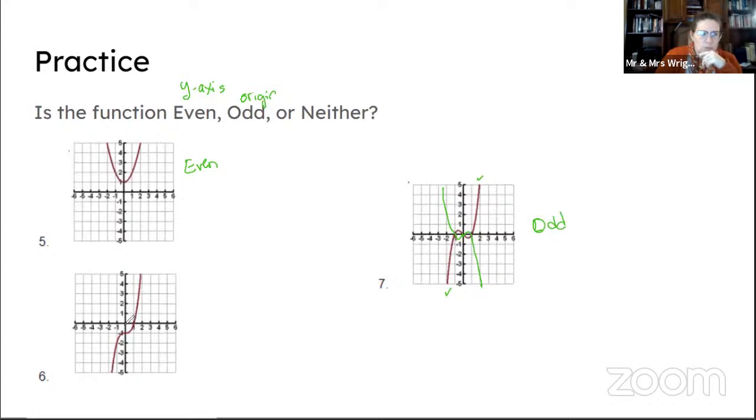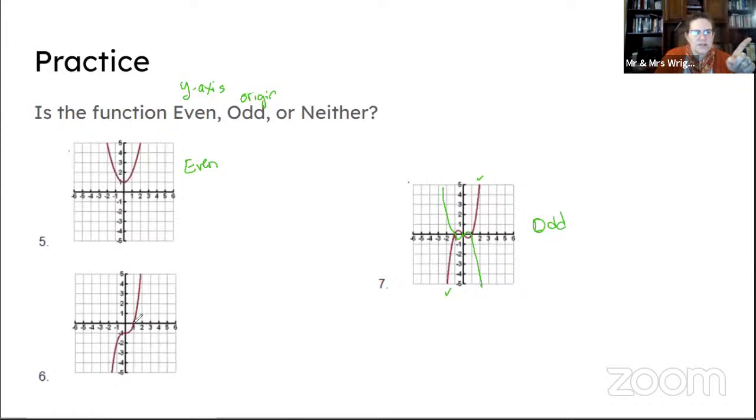Well, one thing you notice about having symmetry about the origin is it has to go through the origin. That's a hint right there. This one doesn't go through the origin, so it's not going to have symmetry about the origin, right? Absolutely not. And if we folded it in half, this one would be down here and this one would be up here. So it's not even. I don't think it's going to be odd because it doesn't go through the origin, but let's just double check.